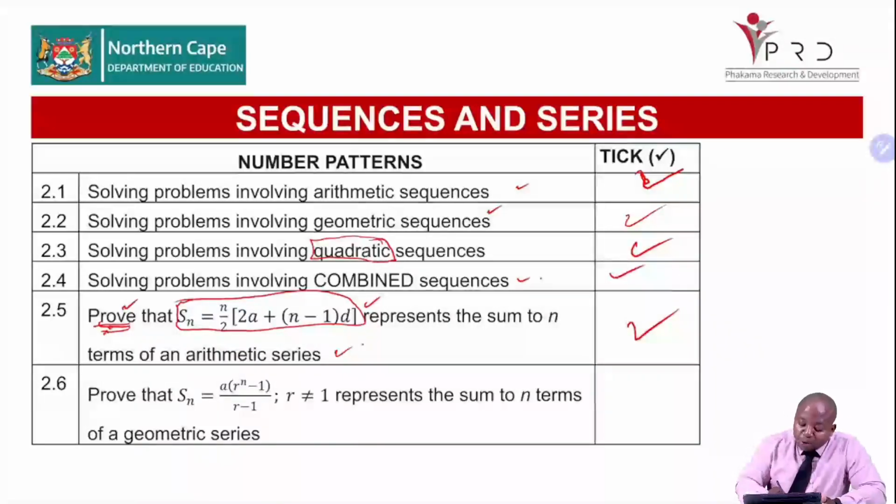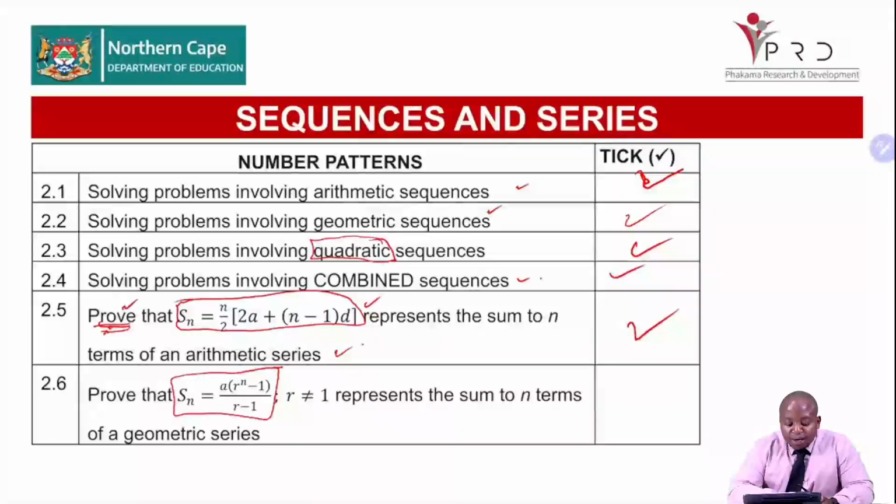Again, am I also able to prove the sum to a geometric series, to say, prove that Sn is equal to a times r to the power n minus 1, all over r minus 1, where r is not equal to 1. And this Sn represents the sum to n terms of a geometric series. So am I able to work around those proofs? Remember, these proofs are also examinable.